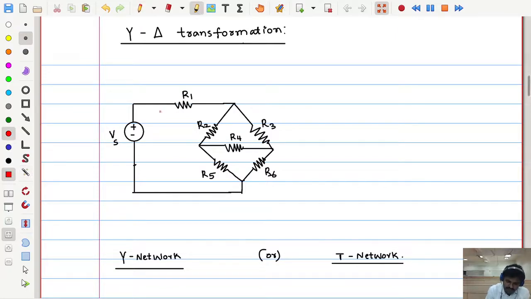Now see here, if I want the equivalent resistance between these A and B terminals, which is connected across the voltage source, then first what we would like to do is identify some nodes. These are the nodes. This is of course the B side.